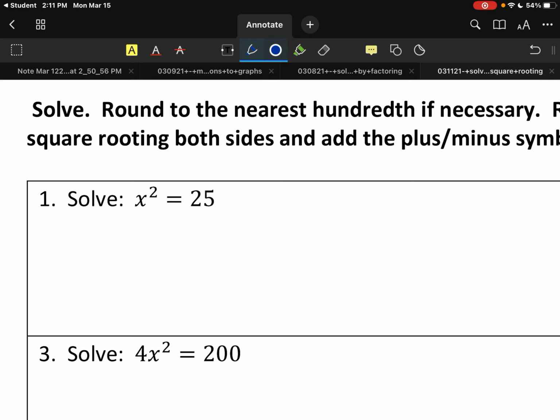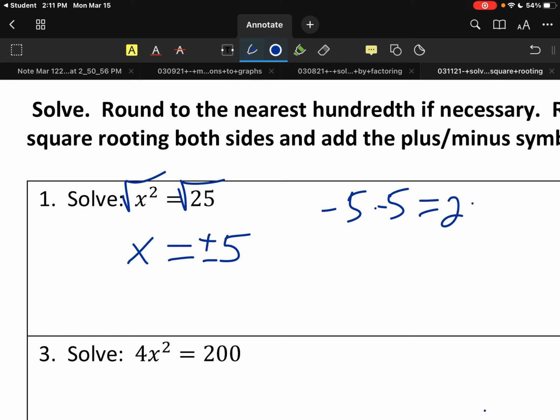Since the squared term is on its own, I can square root both sides. If I do something to one side, I've got to do it to the other. The square root of x squared is just x. The square root of 25 is... I'm sorry, it's not 25. The square root of 25 is 5, but it's also negative 5, so we're going to put a plus minus in there. Because negative 5 times negative 5 is positive 25, and positive 5 times positive 5 is 25. So you're going to have two answers here, okay?